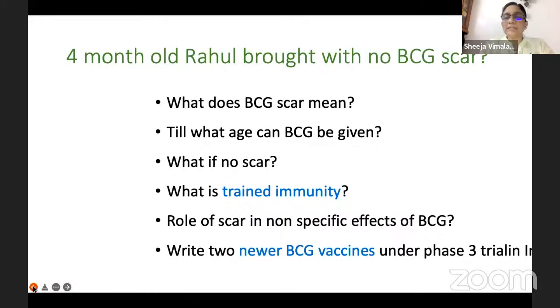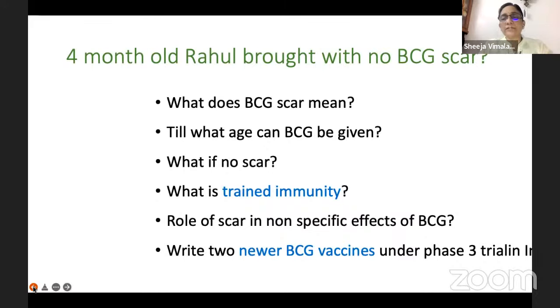Till what age can BCG be given? According to the national schedule, it is 1 year. According to IAP, it is 5 years. Does that mean that nobody gets tuberculosis after 1 year or 5 years? No, that is not the reason. The reason it is not recommended beyond a particular age is because India is considered endemic for tuberculosis, and you would have already been exposed to the disease by that time. That itself may protect you against severe disease. That is why BCG is recommended till 1 year by the NIS and till 5 years by IAP.